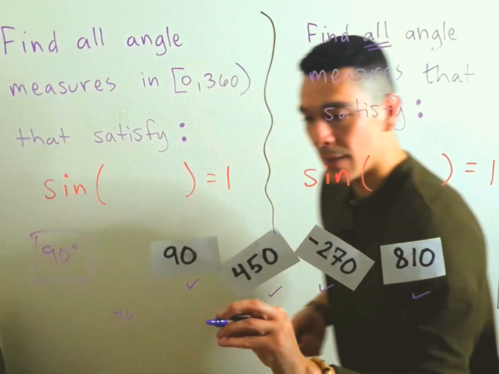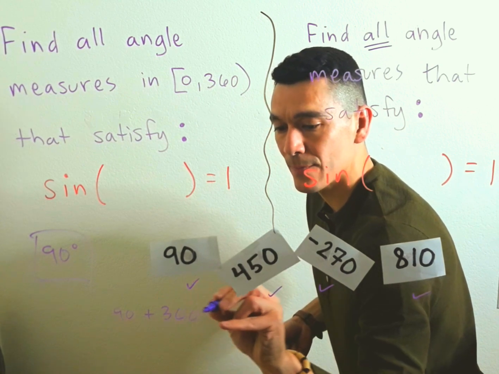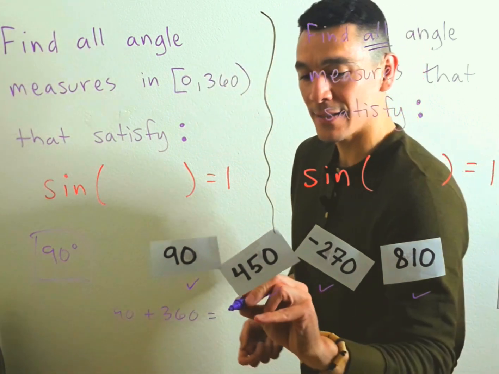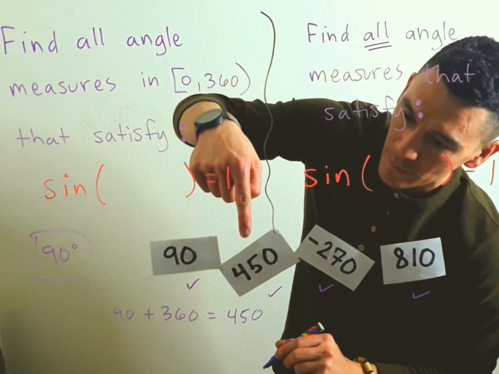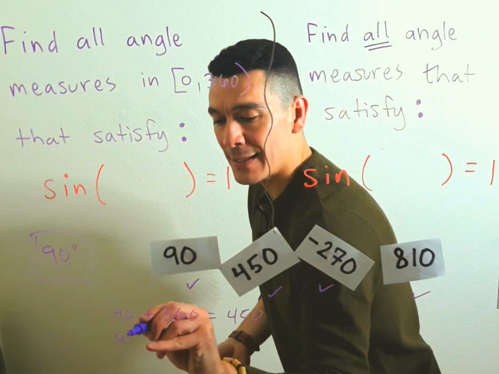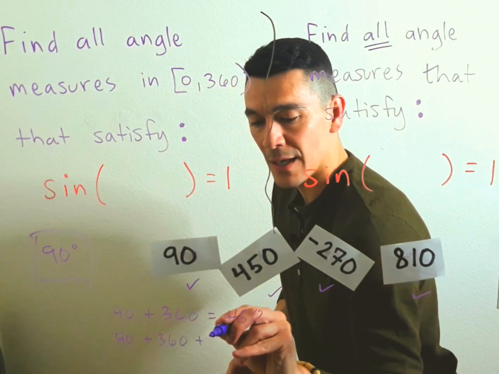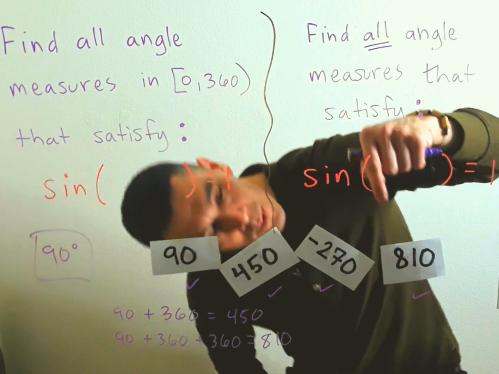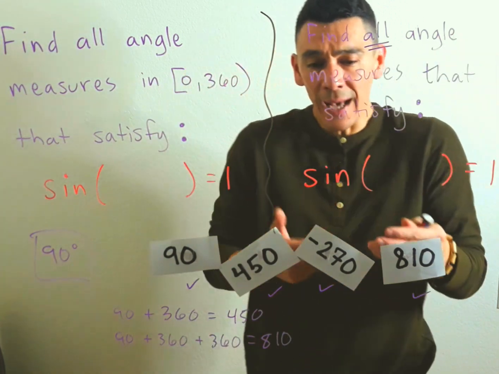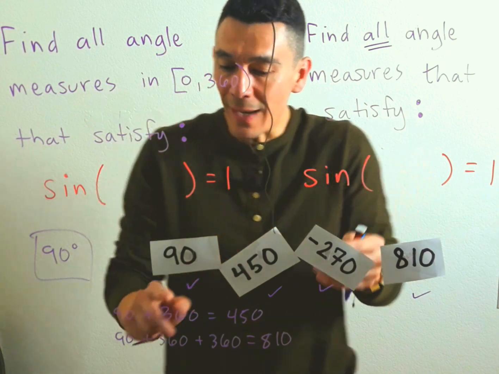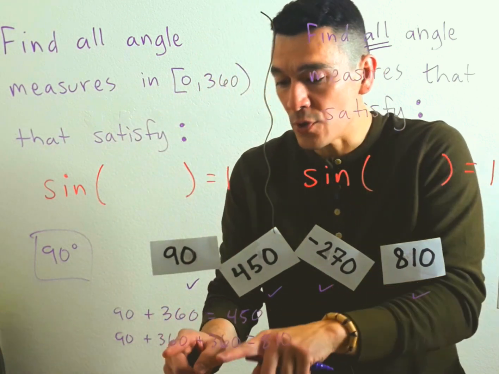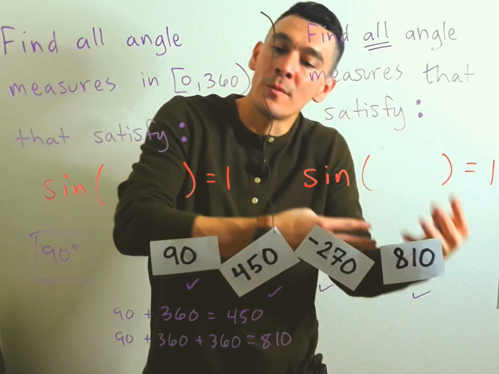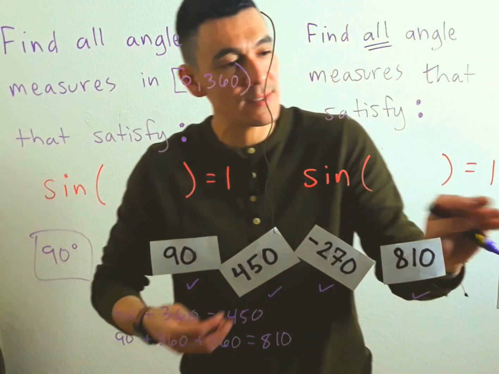How much is 90 plus 360? You should have a calculator. Type this in. What's 90 plus 360? Turns out that it's 450, which is right there. How much is 90 plus 360 plus another 360? Type it in. You'll see that it's actually 810, which is right here. So what's happening is we're finding coterminal angles. So I can add 360 once, or twice, or 3 times, or 3 billion times. You keep finding coterminal angles to 90, and they will satisfy this equation.